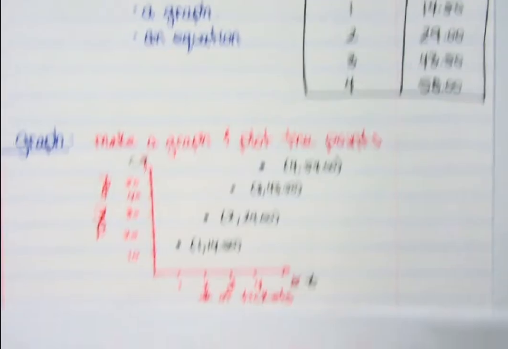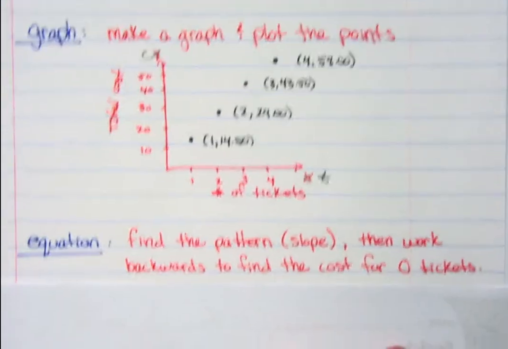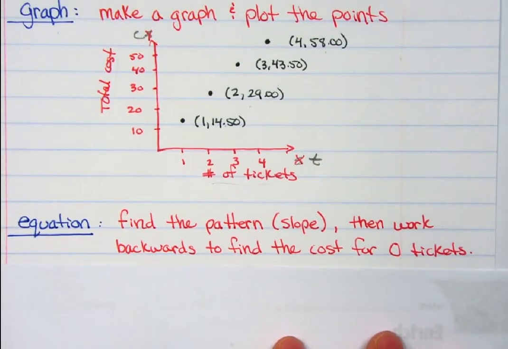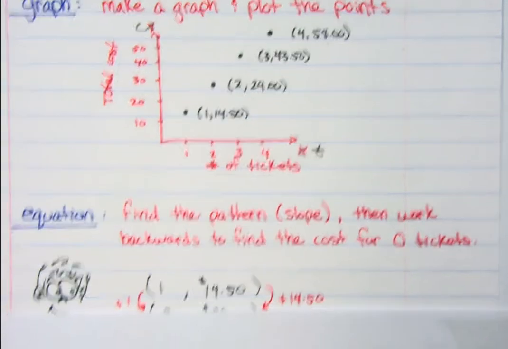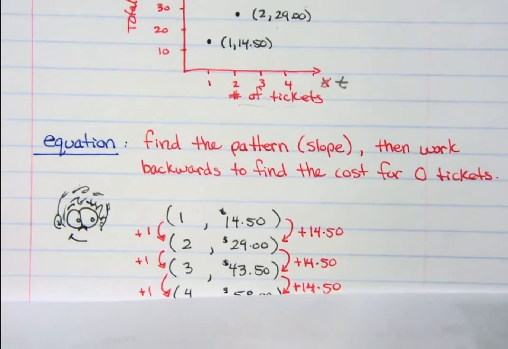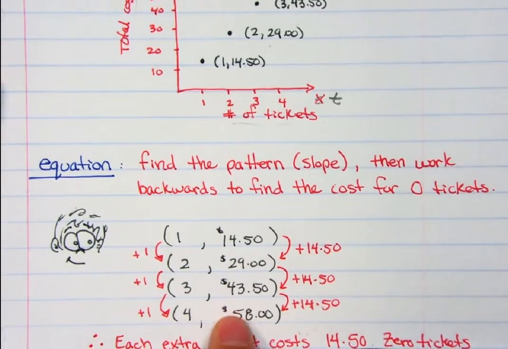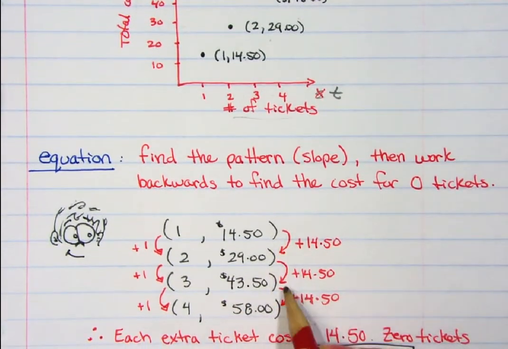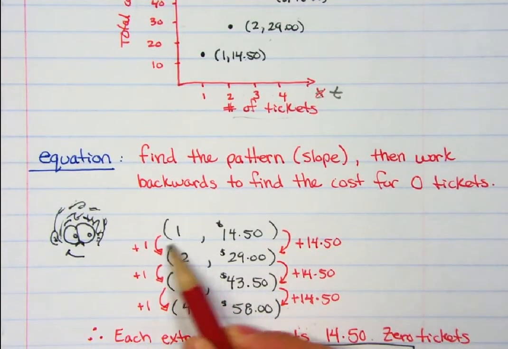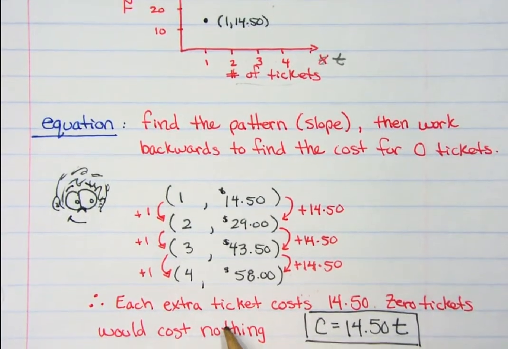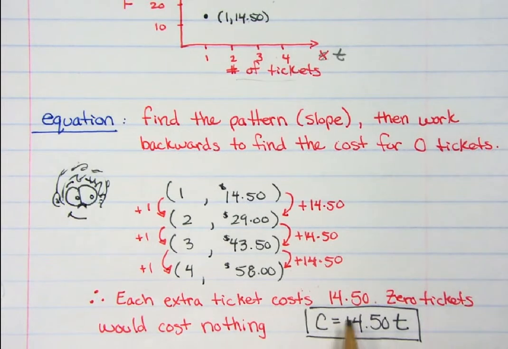Next would be your equation. To find your equation, you have to find the pattern or the slope, things that we've done before, and then work backwards to find the cost for 0 tickets. All this information is from the table above. If I list them again, I can notice that it's changing by $14.50 each time that I increase by a ticket. Therefore, each extra ticket costs $14.50.